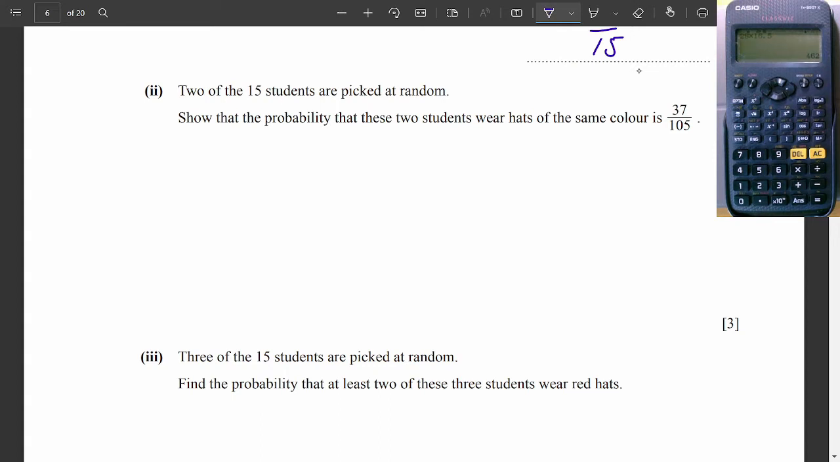So let's start with red. Okay, the probability of a student wearing a red hat being picked is 7 out of 15. We then have to pick another student. Again, we're not going to pick the same one. So there will now be 6 students left out of 14 wearing a red hat. Okay, and here is where we need to remember the AND and the OR rule. The AND rule stipulates that we multiply. So for this to be true, this 7 out of 15 and 6 out of 14 needs to happen. So we're going to multiply.